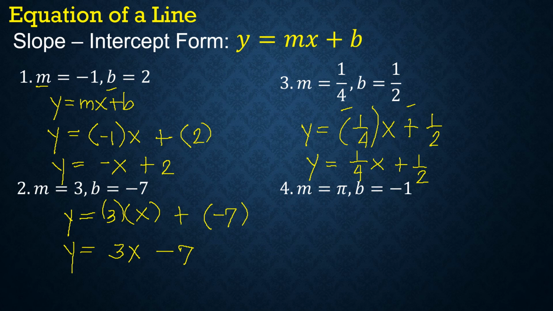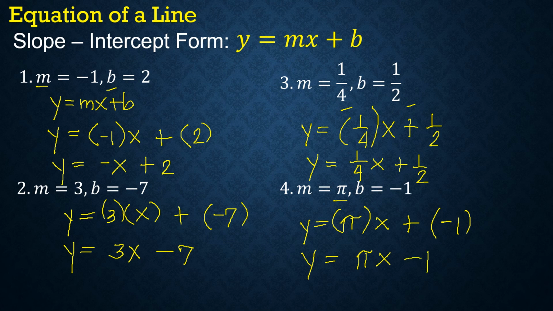And the next, the slope is pi and b is equal to -1. So we have y equal to pi, the slope, times x plus -1. So y is equal to pi x minus 1. Remember that pi is a real number, so it can still be used. Okay, so this is the slope-intercept form way of finding the equation of a line.